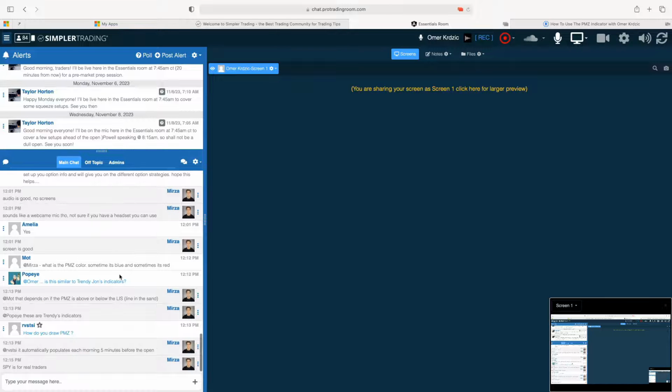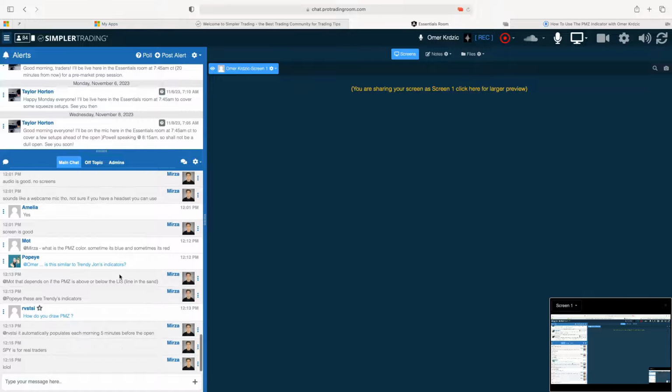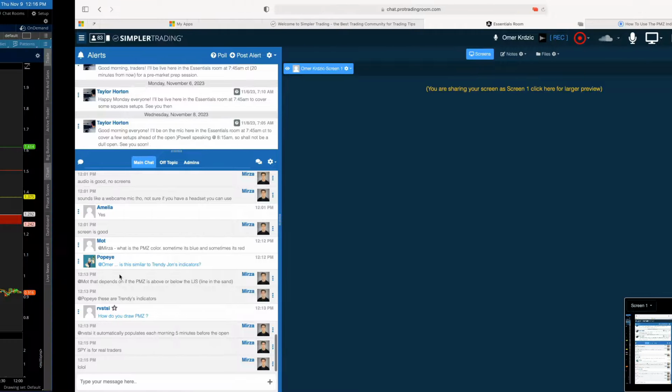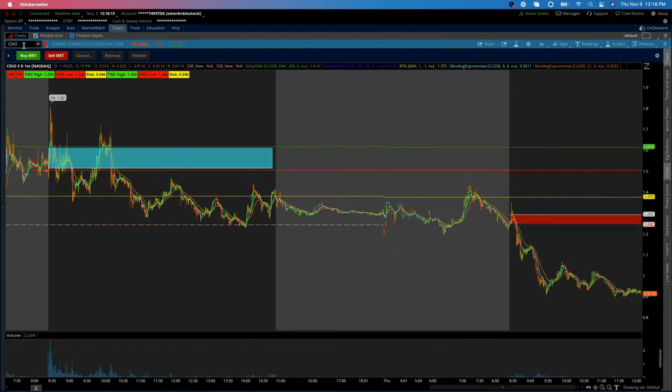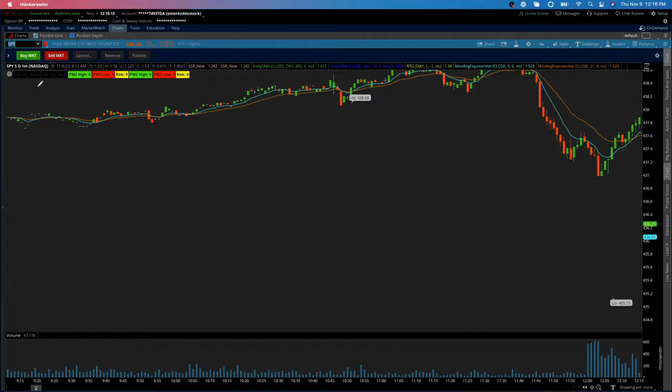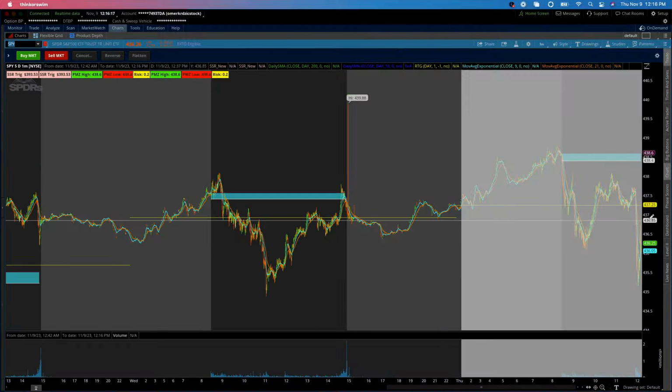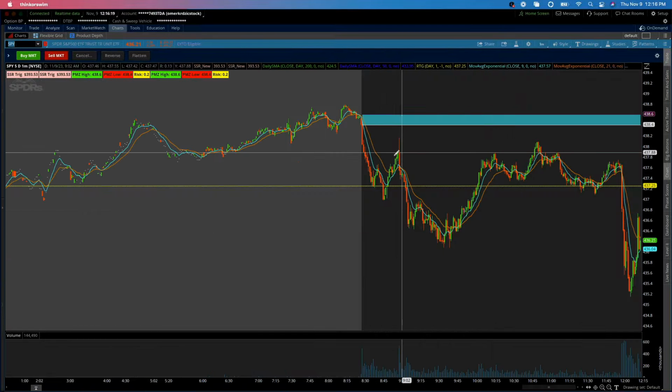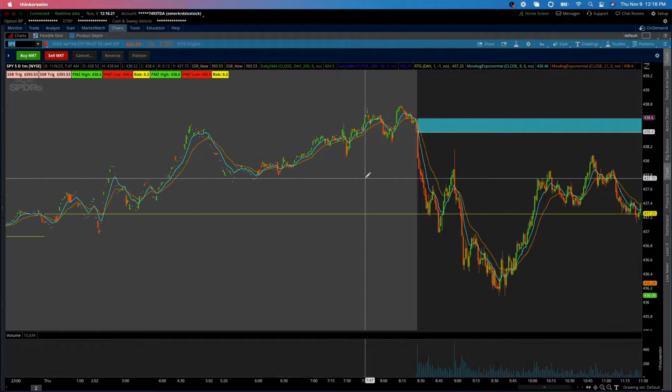Or any charts? SPY is for real traders. Actually, that's a good one. Let's take a peek at the SPY. I think it had a PMZ interaction today where I just missed it, right? It goes below, pops, and then fails.